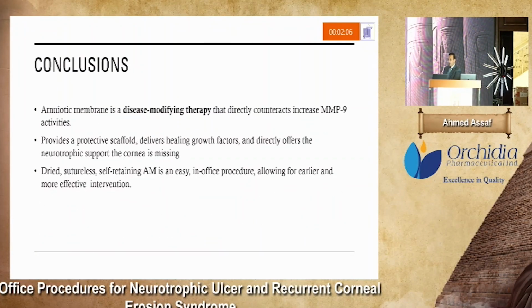So in conclusion, amniotic membrane is a disease-modifying therapy that can be applied in office. It counteracts the MMP9 and provides growth factors together for the epithelium as well as for the nerves. And the presence of the dried amniotic membrane that can be stored at room temperature makes the amniotic membrane application in office in some of the resistant corneal ulcers like recurrent corneal erosion syndromes or neurotrophic keratitis much more intuitive and easy than before.